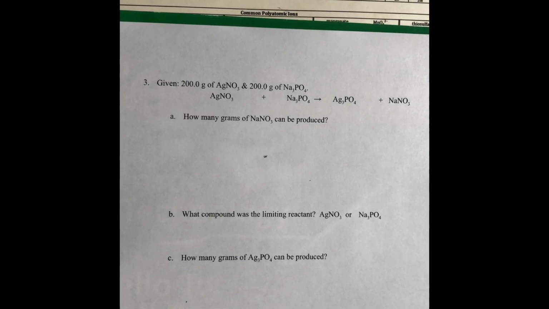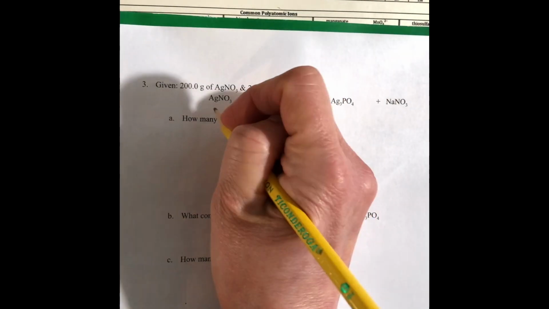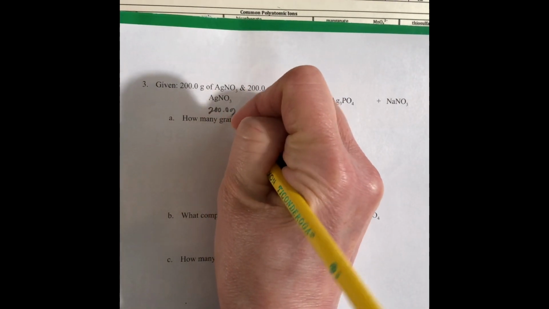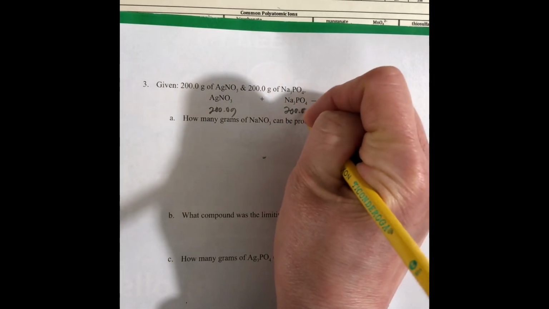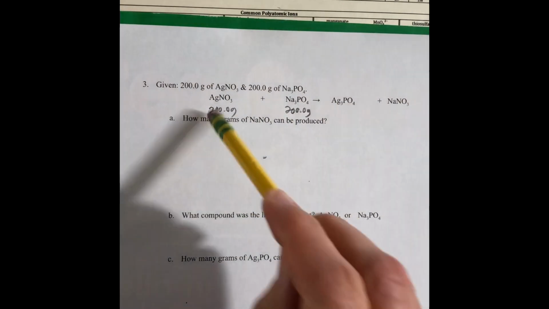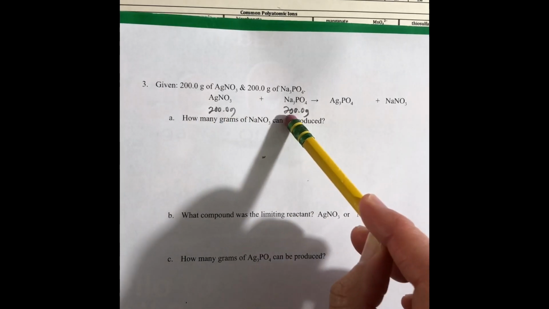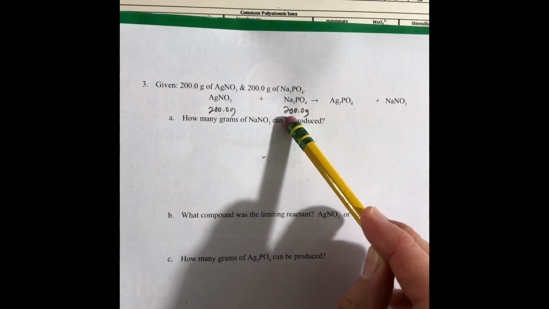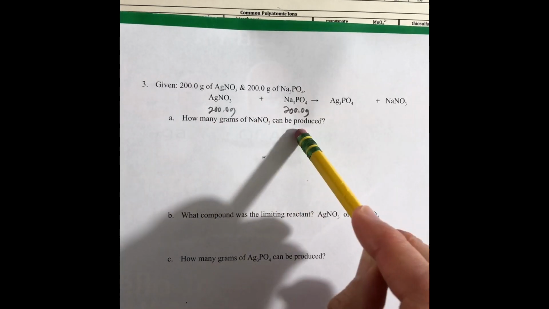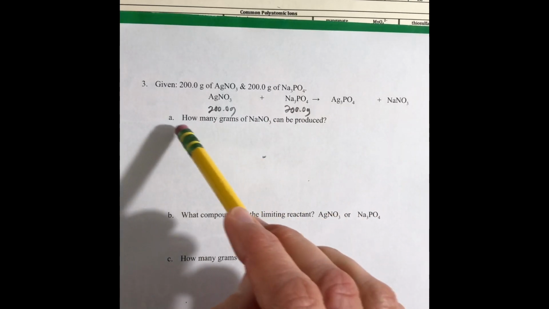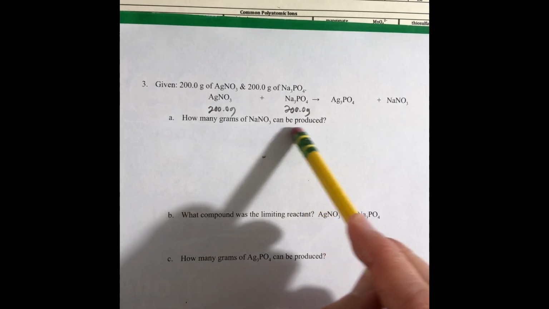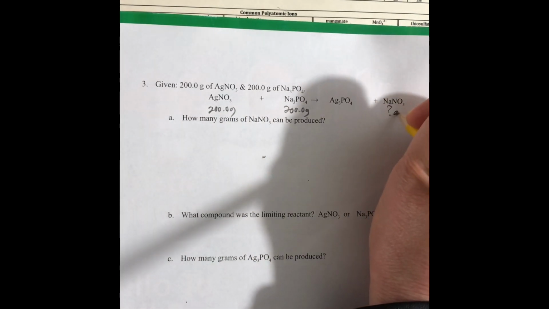So given 200 grams of silver nitrate and 200 grams of sodium phosphate, we have 200 grams of that and 200 grams of that. Since I'm given the amounts of both reactants, it's a limiting reactant problem. I can't look at the grams to tell which one I have the least of. You really have to go to moles, and I have a little different way of doing that. The question says how many grams of NaNO3 can be produced, so I'm trying to find how many grams of that can be produced.